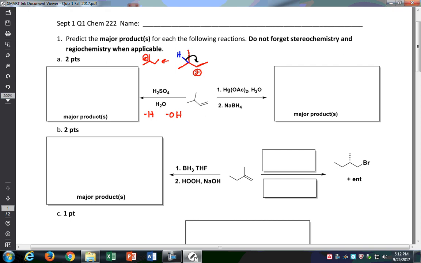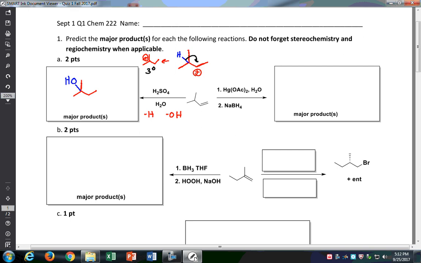Anytime you go through a carbocation intermediate, you must consider a rearrangement that will lead to your major product. So that means that our alcohol adds on this carbon because of the rearrangement. Tertiary is more stable than secondary. This is not a stereoisomer, because it's attached to two CH3 groups, but if it was, we would expect both enantiomers. But it's not, so we don't have to represent that.